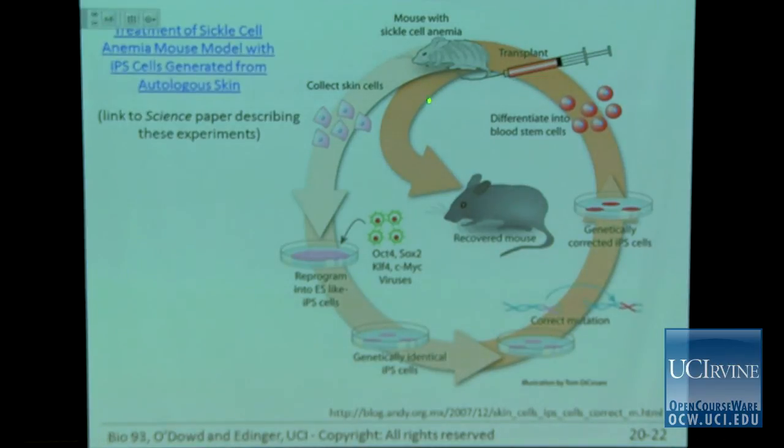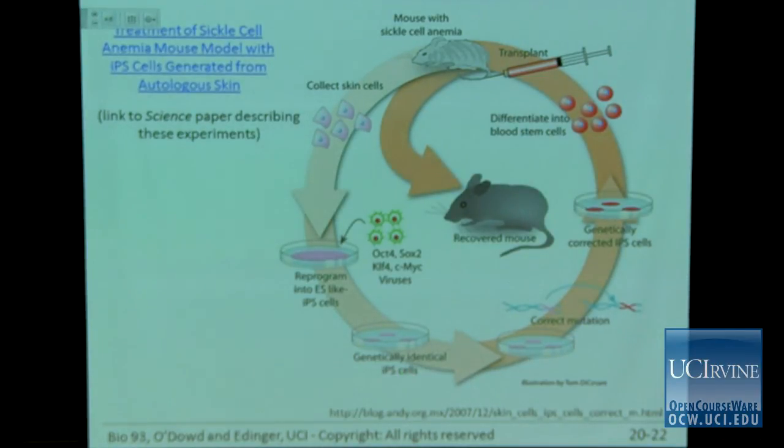So this particular group started out with a mouse that was a model for sickle cell anemia. They had a mouse that had the same mutation that humans with sickle cell anemia have. And these mice had the same disease that people have. They took some skin cells from that mouse, grew them in culture, and added the reprogramming factors. So those 4 transcription factors were added and induced those cells to become embryonic stem cells.